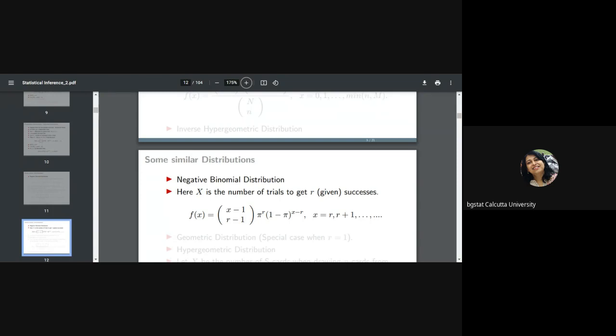In the previous example for the binomial distribution, the variable we looked at was the number of successes observed in small n trials. So suppose small n equal to 5, the number of successes observed in 5 trials. So there we fixed the number of trials, and what we allowed to vary was the number of successes.